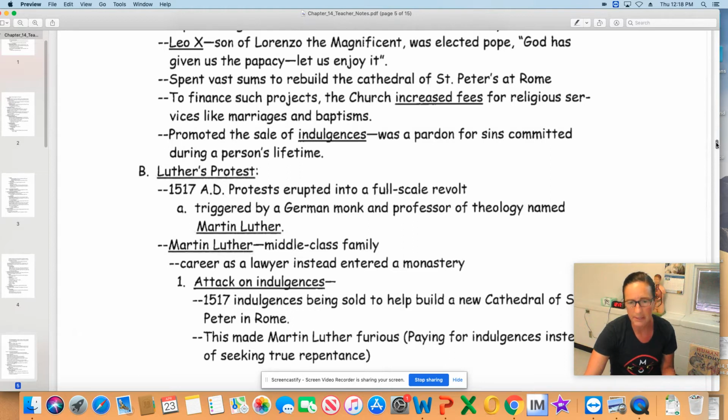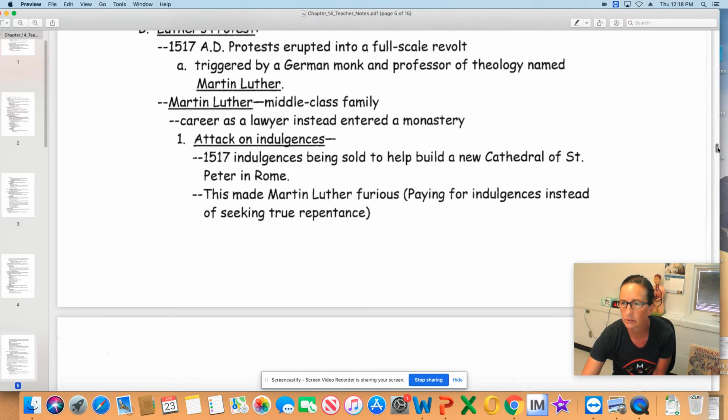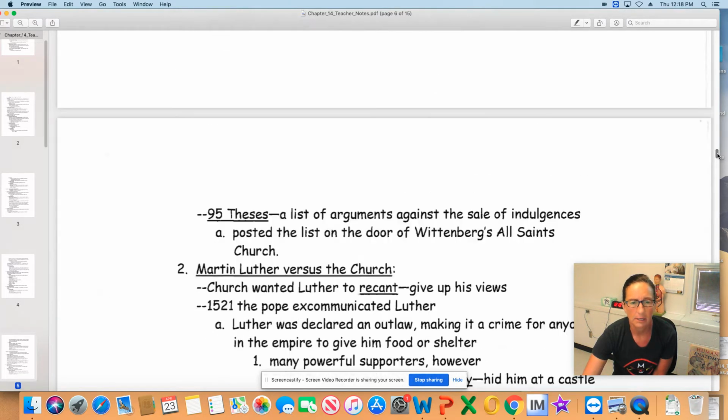While in the monastery, he's seeing these increased fees, and in particular the selling of indulgences, which is going to make him mad. He wants to air out his grievances, and he's going to attack the indulgences. In 1517, indulgences were being sold to help pay to build the Cathedral of St. Peter in Rome. This made Martin Luther furious. He said you should seek true repentance. You shouldn't just pay to have your sins forgiven and then go on.